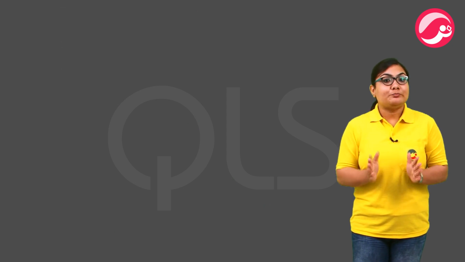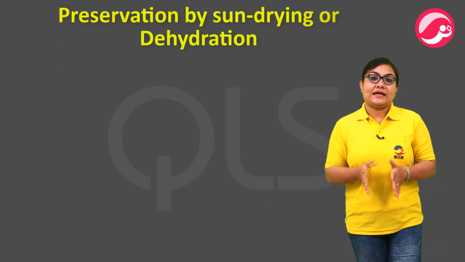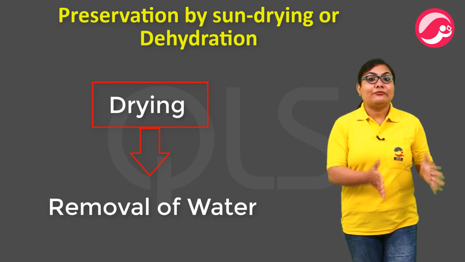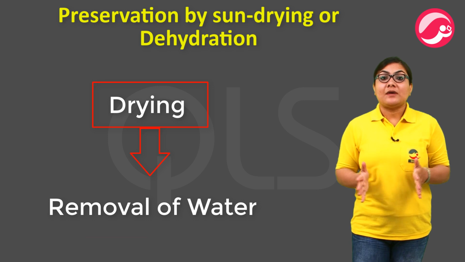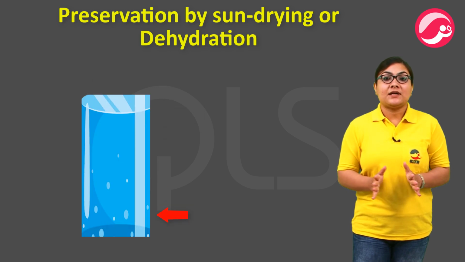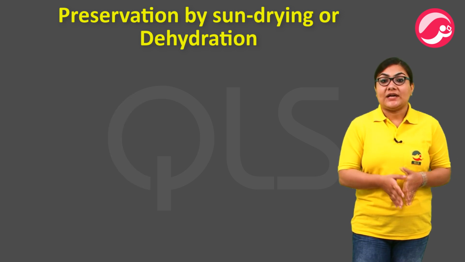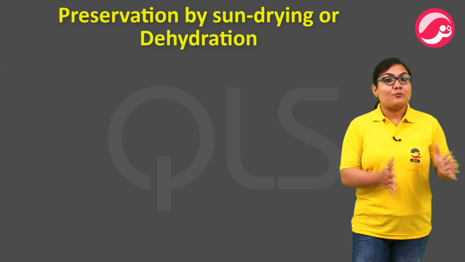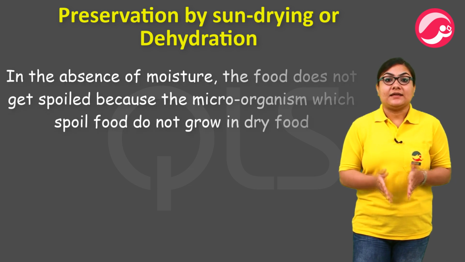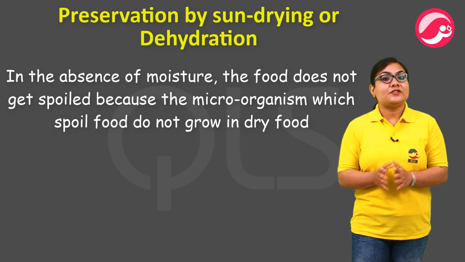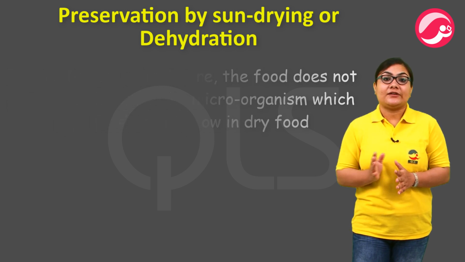First let's talk about preservation by sun drying or dehydration. Drying means removal of water from the food material. हम पानी का amount घटाते हैं, बहुत minimum कर देते हैं. It reduces the water content of food material and makes it dry. In the absence of moisture, मतलब अगर पानी नहीं है, the food does not get spoiled because the microorganisms which spoil food do not grow in dry food.